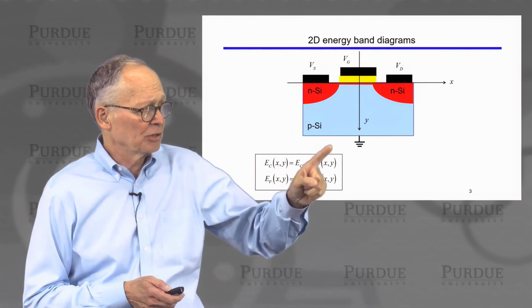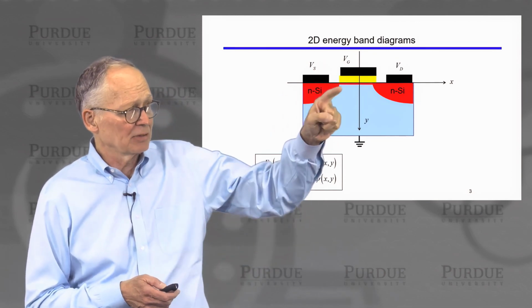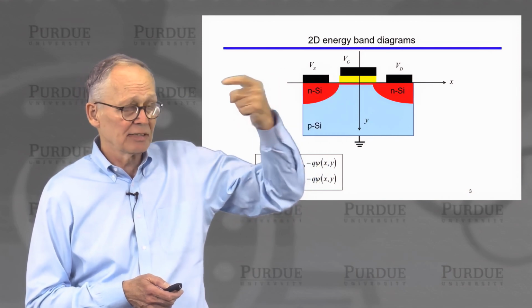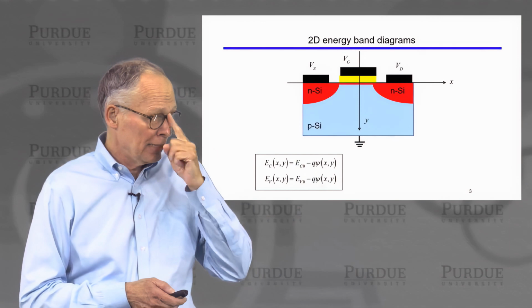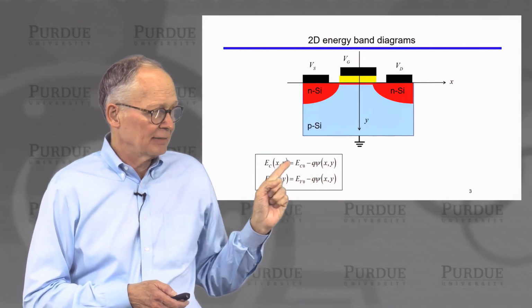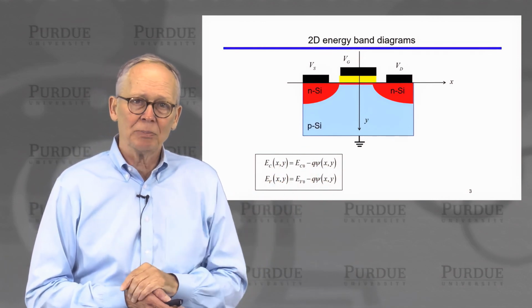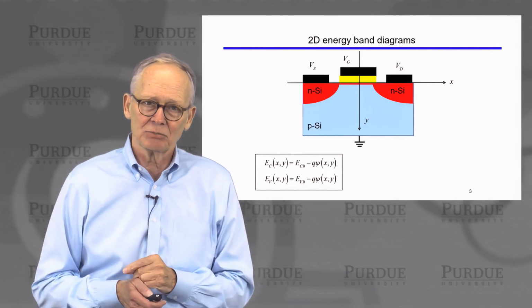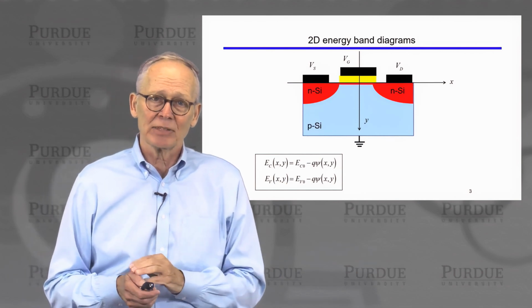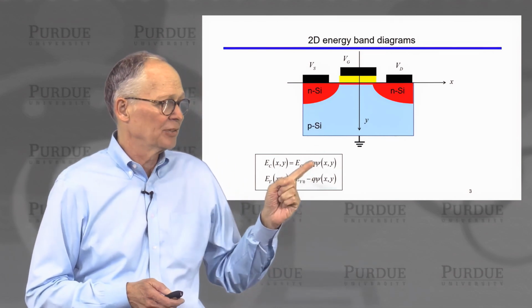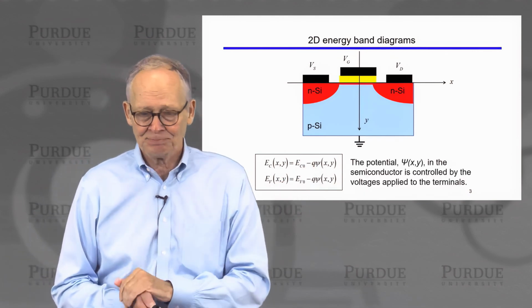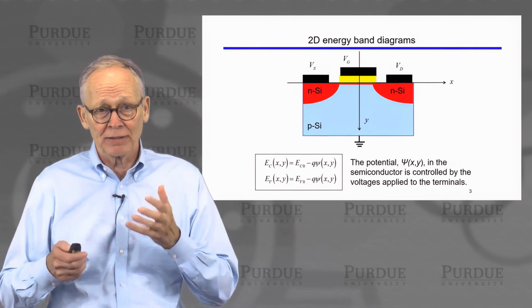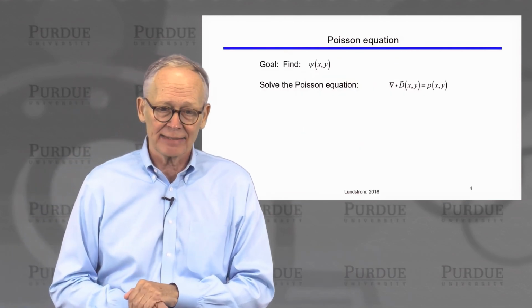There's a direction normal to the channel. There's a direction lateral to the channel, along the channel. There's even a direction out of the page and perpendicular to the channel. The energy bands, the conduction and valence bands, move up and down as the electrostatic potential moves up and down. Understanding MOS electrostatics is all about understanding this two-dimensional electrostatic potential in the device. And that's controlled by the voltages that we apply to the device.